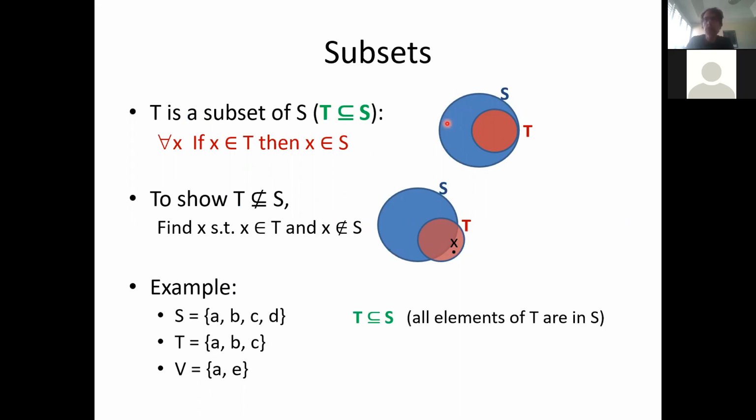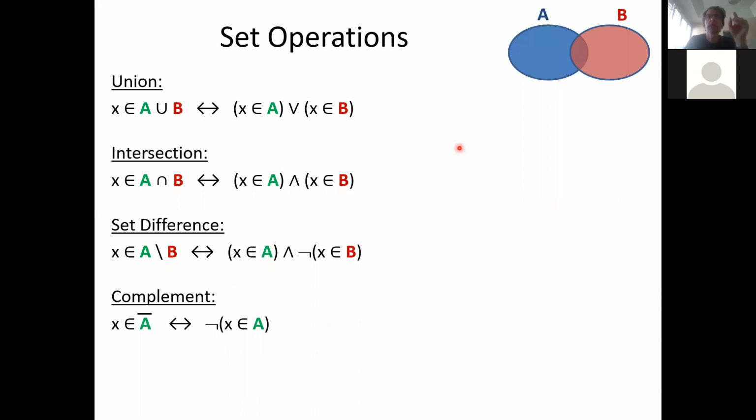Okay. Let's look at set union. So what about other Boolean formulas involving predicates? Do they correspond to some operations on sets?